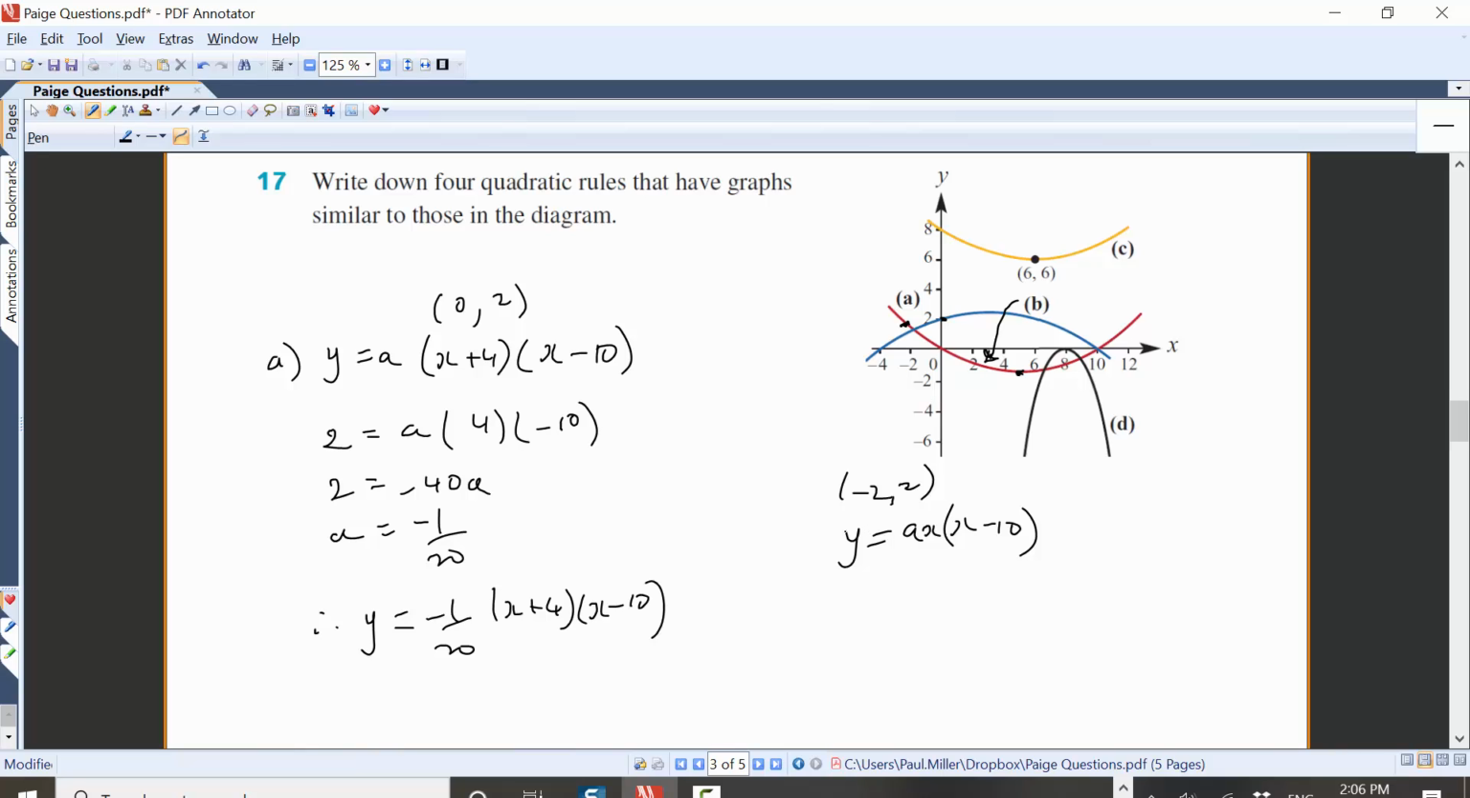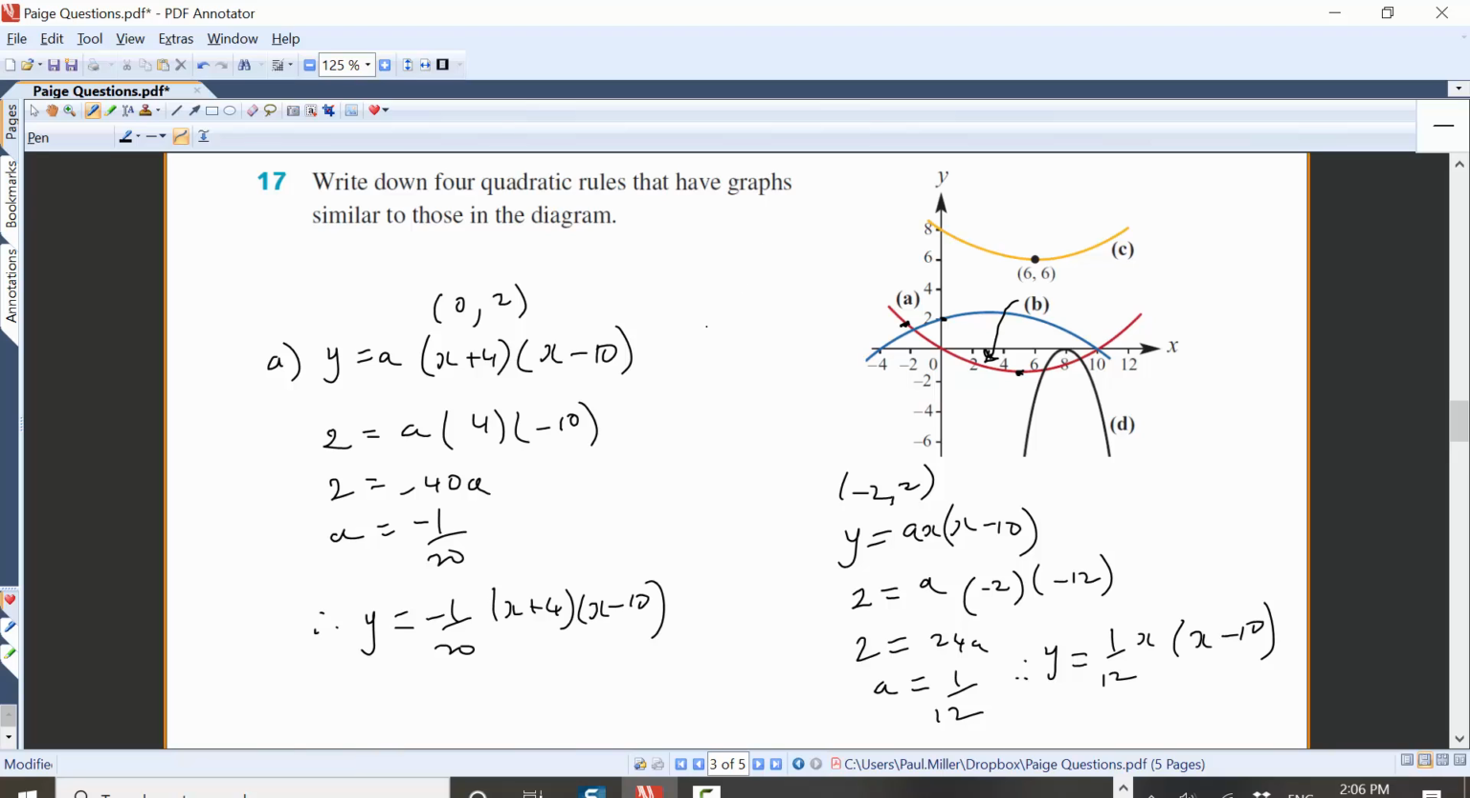So we've got 2 = a(-2)(-12) after I substitute -2 in there. 2 = -2 × -12 is 24a. a = 1/12. So I believe the function could be y = 1/12 x(x - 10).